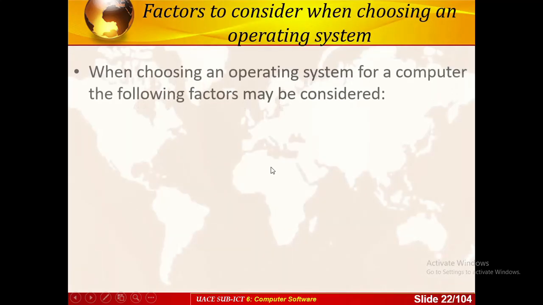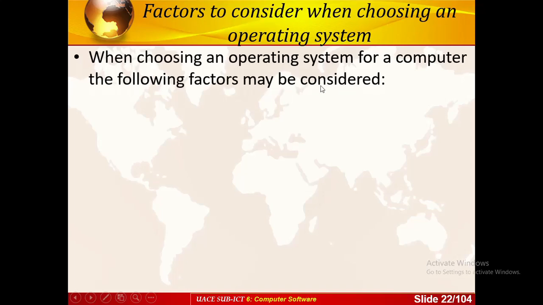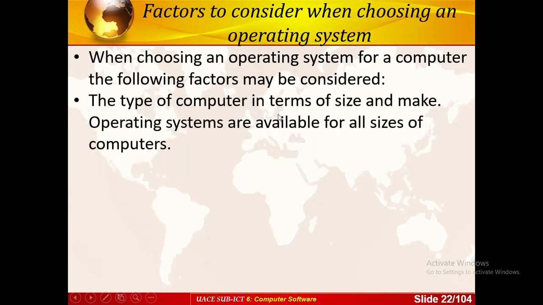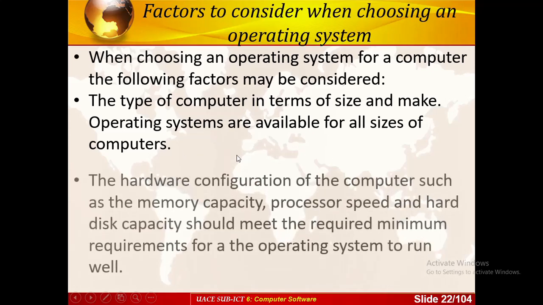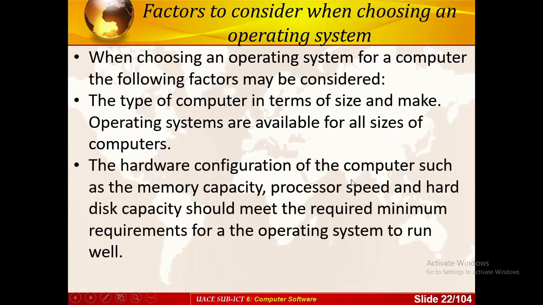So these are the factors considered when choosing an operating system. You can consider the following factors. One of them is the type of the computer; vendors make operating systems available for all sizes of computers. We can talk of the hardware configuration of the computer, such as the memory capacity, processor chips, and hard disk capacity, which should meet the requirements for the operating system to run well.